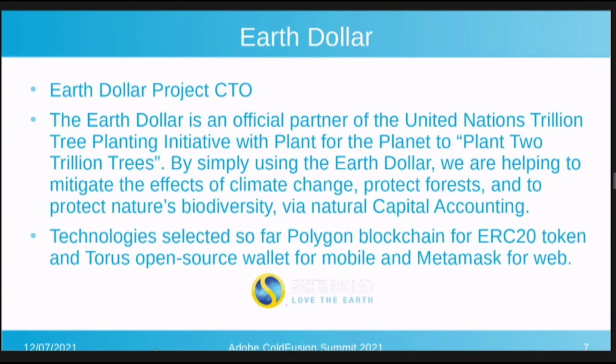So anyway, Earth Dollar, using natural capital accounting, which is a known process, people will be rewarded in Earth Dollar for improving ecosystems, basically, whatever that may mean, improving water, planting more trees. That's a big, as it says in the first two sentences, we're very involved with the Plant 2 Trillion Trees movement, which is the United Nations. So anyway, that's Earth Dollar, and the technologies we're using so far are the Polygon blockchain, and that's for ERC20 token. That's an Ethereum token, and Taurus open source wallet for mobile and applications, and MetaMask for web applications.